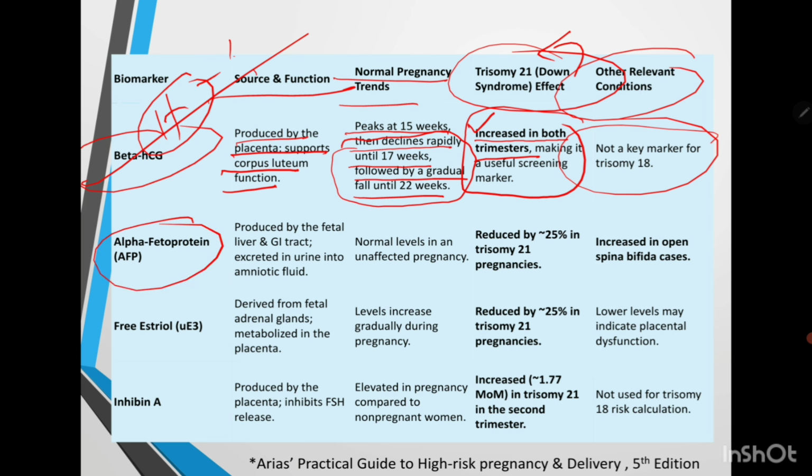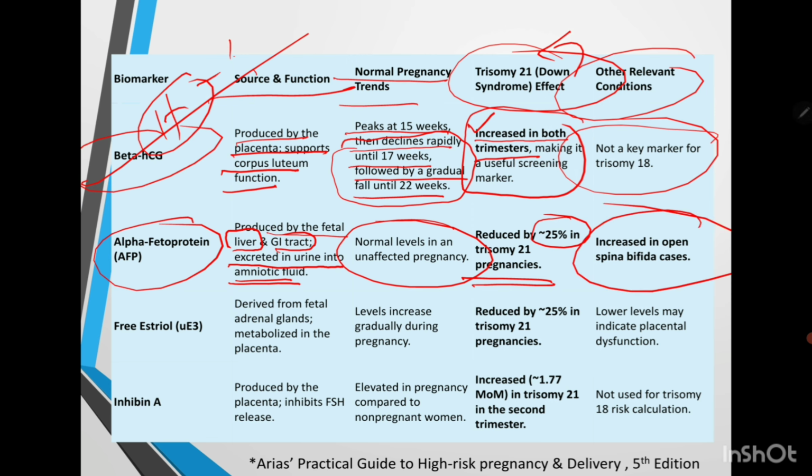Alpha-fetoprotein is produced by the fetal liver, very very important, liver and GI tract. It is excreted in urine into the amniotic fluid, normal level in pregnancy. If it is trisomy 21, it is reduced by 25%. So beta-hCG will increase, hCG will increase, but alpha-fetoprotein level will be reduced by 25% in trisomy 21 pregnancies. It is increased in open spina bifida cases. So very very important: if it is Down syndrome, hCG will increase and alpha-fetoprotein will decrease. If it is a neural tube defect, open spina bifida cases, then alpha-fetoprotein will increase.